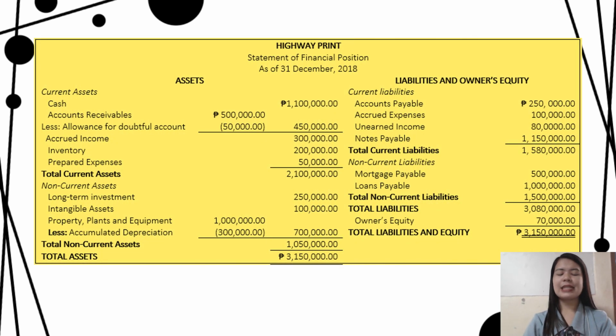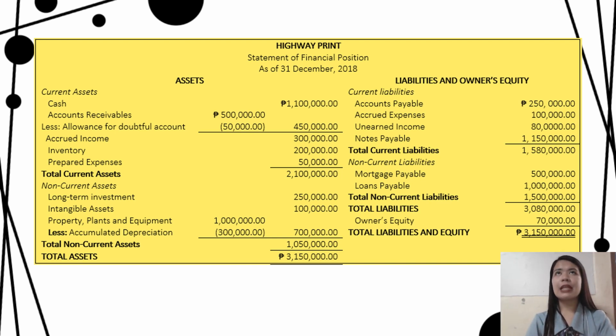This one is an example of SFP in account form. As you can see, the assets is on the left side, while the liabilities and owner's equity is on the right side. Let us also study the headings.